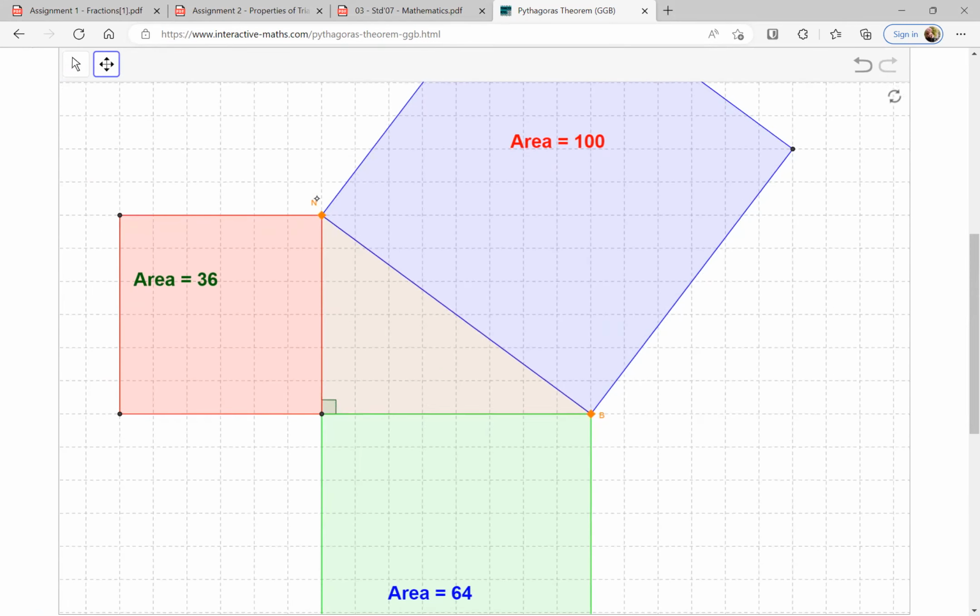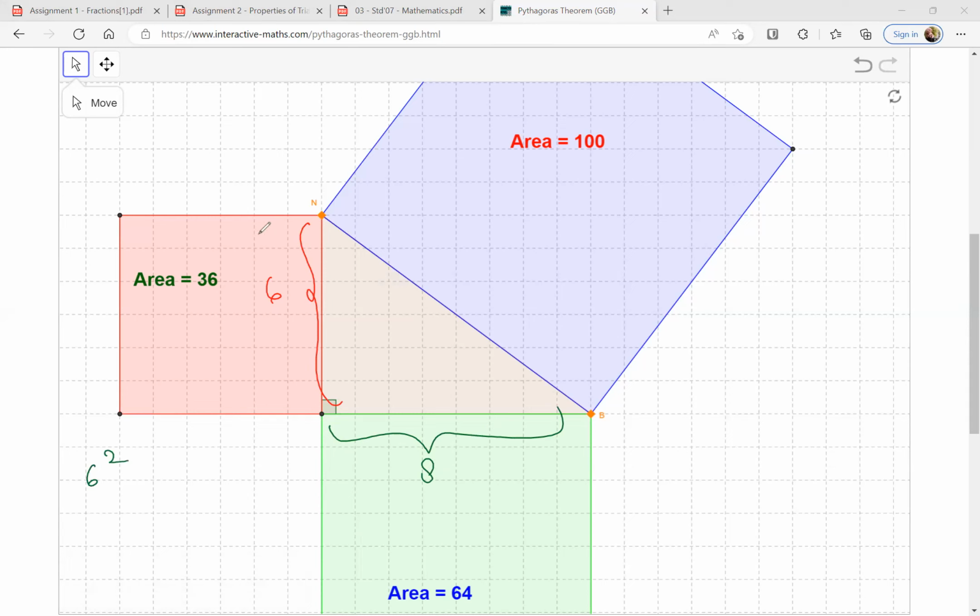Now can you see it? So can you tell me the length of the red side? 6. Very good. So this one is 6 units. Green side? 8 units. Very good. So you see 6 square.